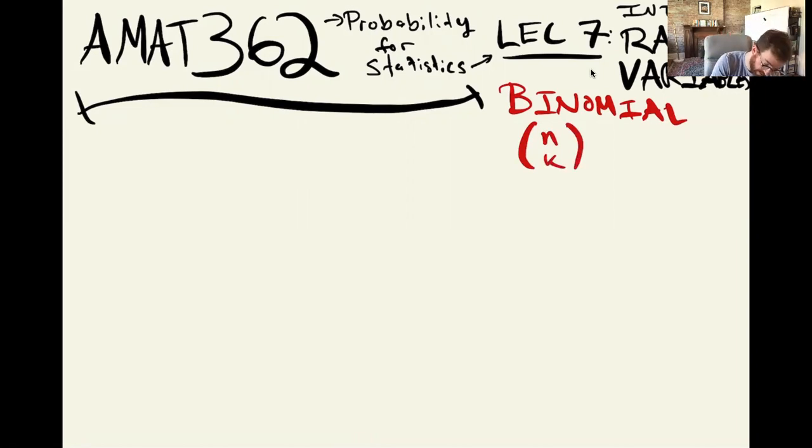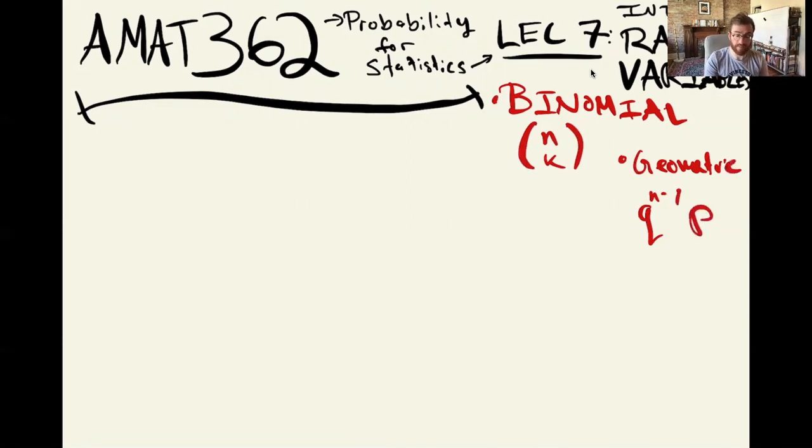The second key example is going to be that of geometric random variables, which are going to be things of the form q to the n minus 1 times p, which essentially counts the probability of there being n failures before your first success. But let's get to the broader picture first.